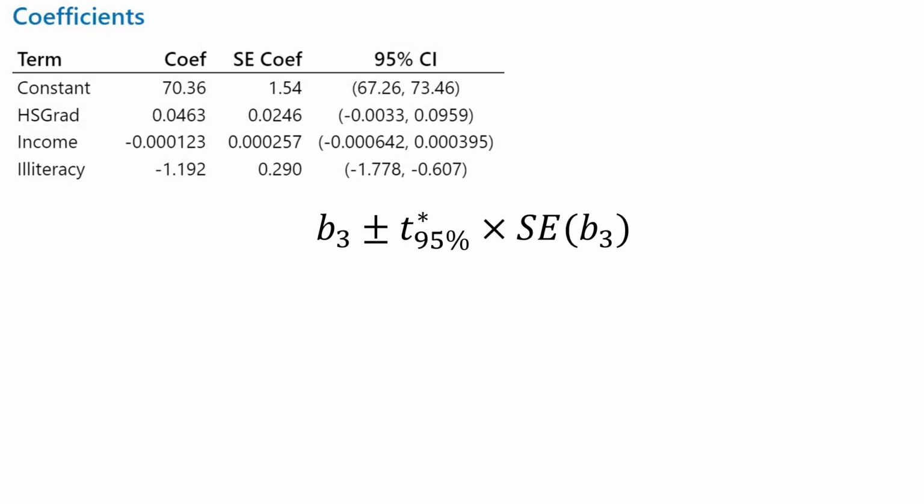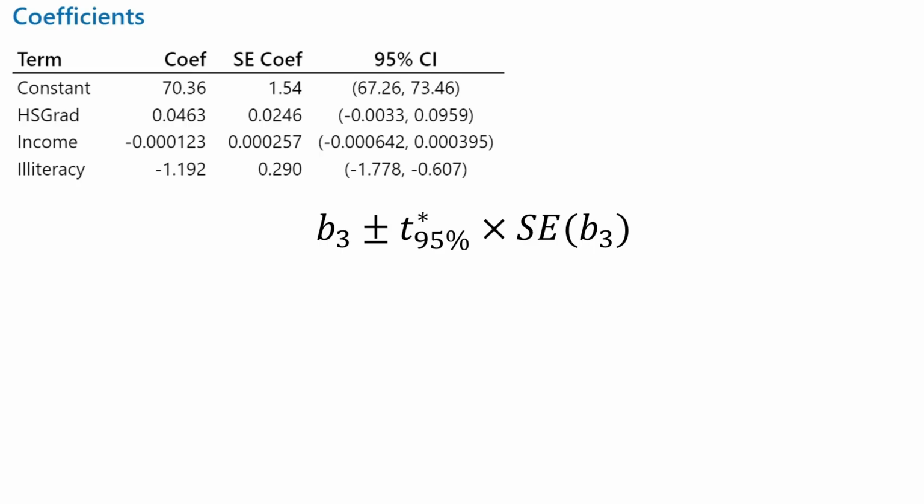So we take our point estimate. I'm going to call it B3. It's the third model coefficient, the third slope. The fourth model coefficient, but the third slope. Right? Remember the constant, that model coefficient we call B0. For high school grad, B1, income, B2, illiteracy, B3.